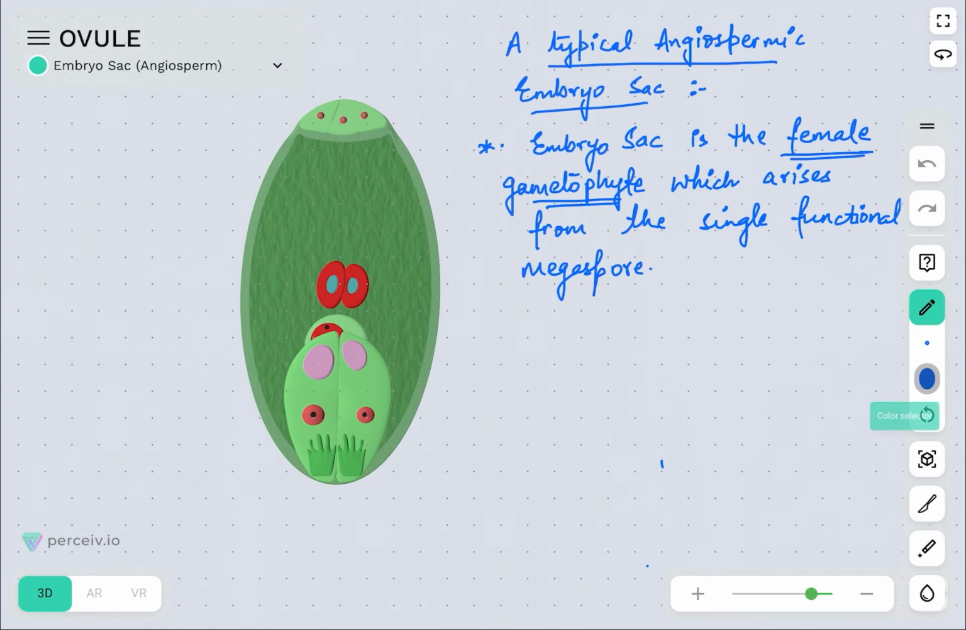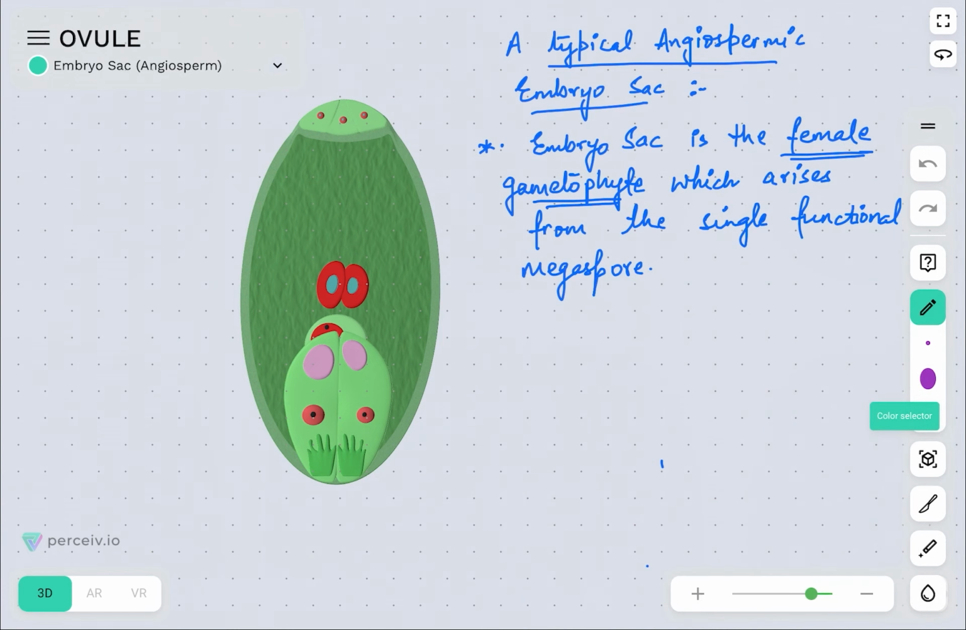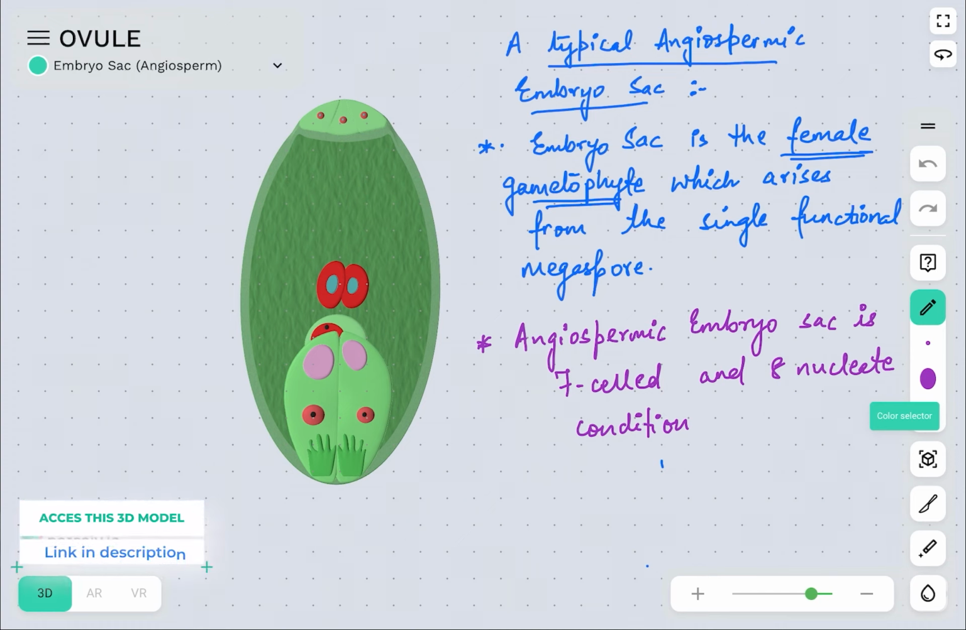Now, the typical angiospermic embryo sac is usually 7-celled and 8-nucleate. That means 7 cells will be there, and inside those 7 cells a total of 8 nuclei will be found. We will see in the model where these 7 cells are localized and where the 8 nuclei are present. So this was about the definition of the embryo sac.